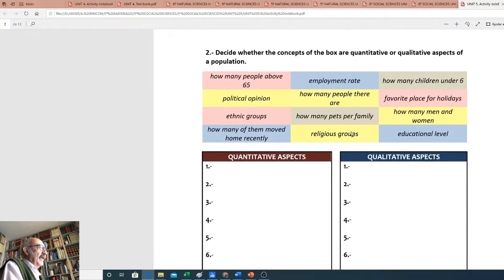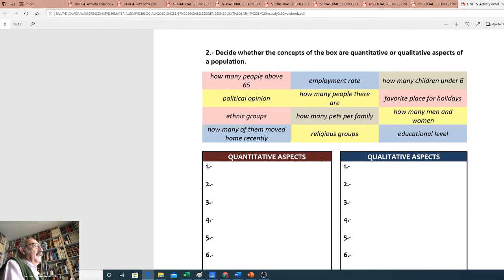Then we have here the exercise number 2. Many of you did it very well, but not all of you. So attention, we have to decide whether the concepts in the box are quantitative or qualitative. So we have quantitative here and qualitative here. Remember, all questions that start with how many are answered with a number.